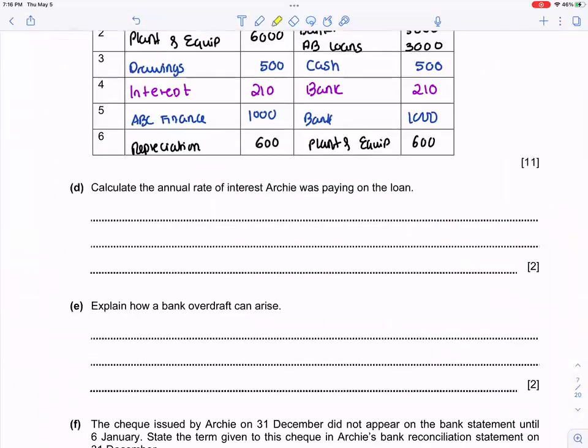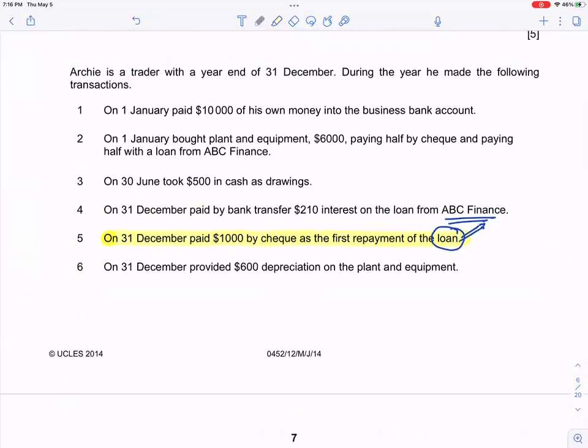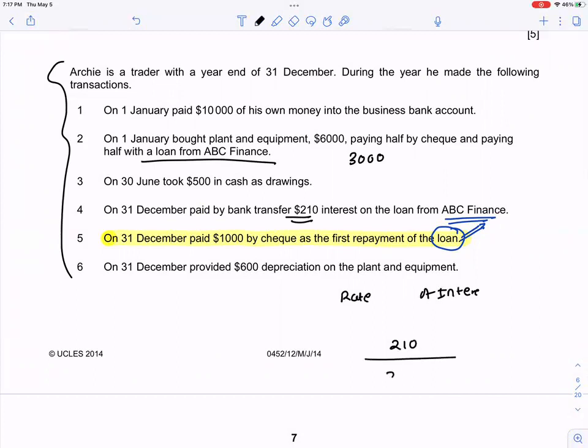Next, they want you to find the annual rate of interest on the loan. Can you figure out exactly what the loan amount is? The loan amount is $3,000. What was the interest? $210. How will you find the rate of interest? Dividing it by 3,000. So interest divided by loan, into 100.